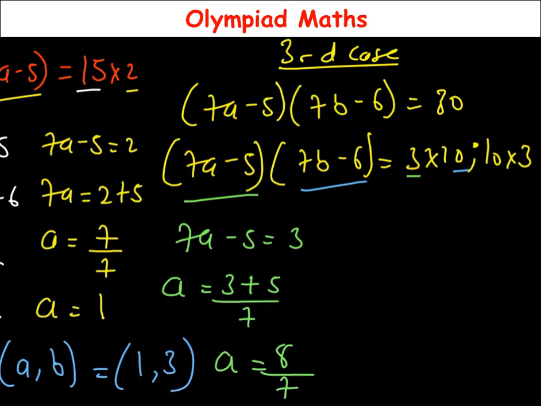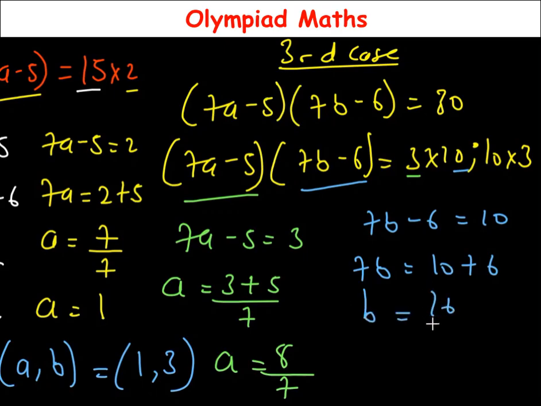And for the second one, 7B − 6 = 10. So 7B is equal to 10 + 6. The value of B is equal to 16/7. Now, for the values of A and B, we cannot get any integer solution. So no integer solution for 3 times 10, for the factors of 30.